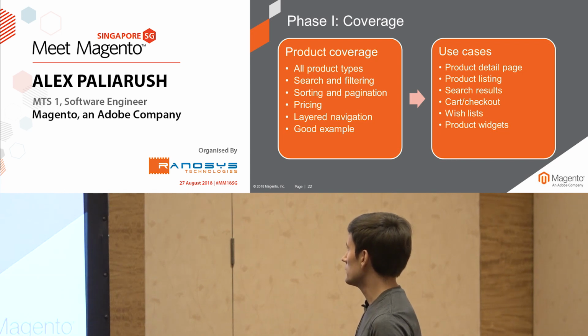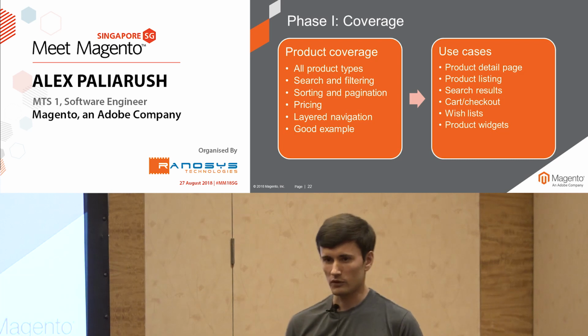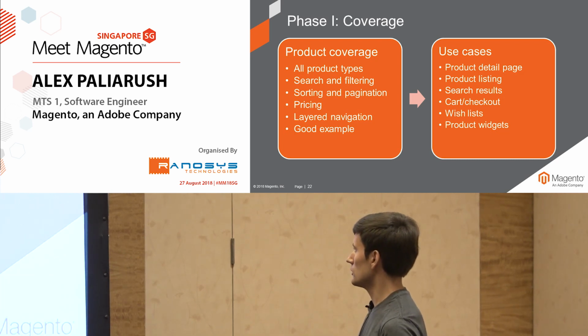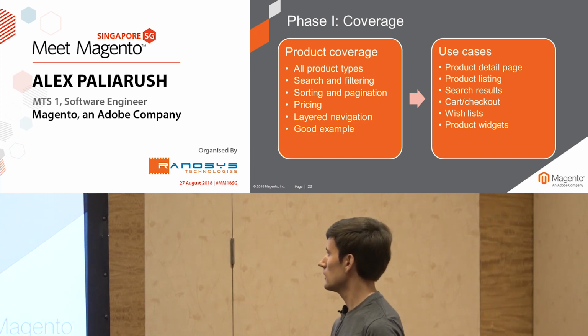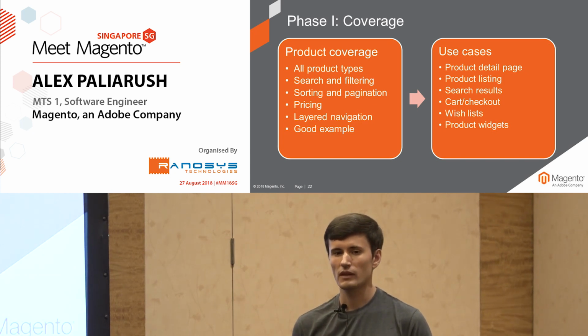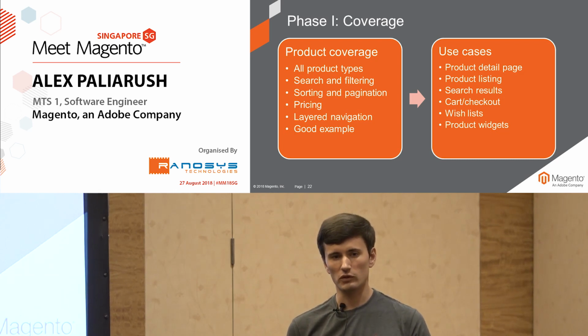So what was covered in phase 1 by internal teams? It was product query, so we support all product types. We support search and filtering, sorting, pagination, pricing, layered navigation, and this is a really good example because if we can implement support for products, which is the most complex entity in Magento, then it means that we can implement support for anything else in GraphQL.